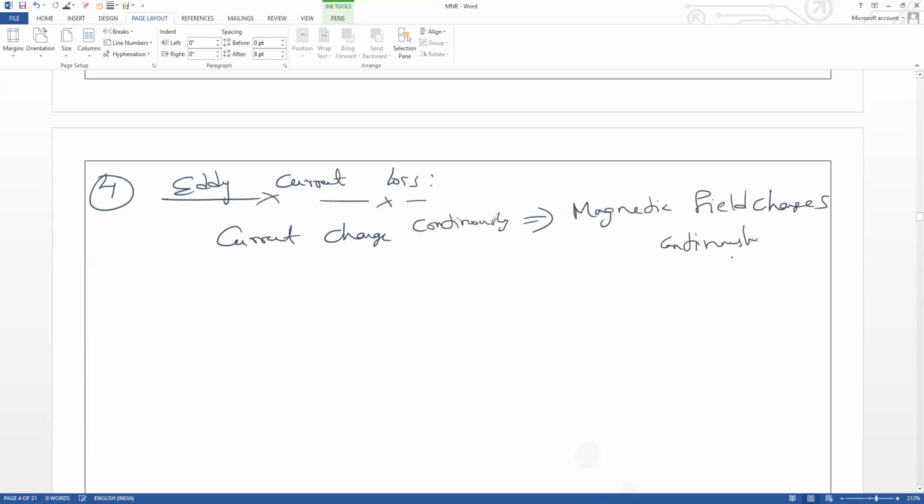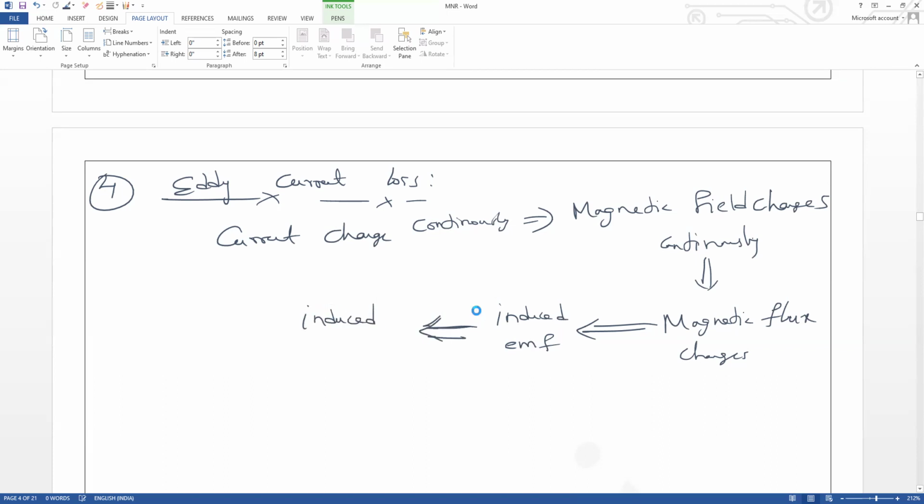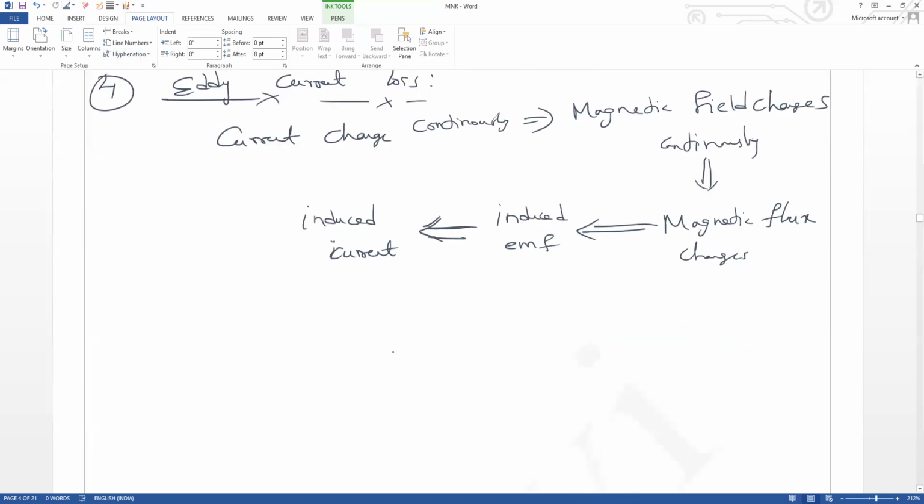So the magnetic field is changing continuously. Then what will change? Magnetic flux also changes. Yes or no? Magnetic flux is changing, so it will cause us to produce what? Induced EMF. If induced EMF is produced, it will cause us to produce what? Induced current will be produced. Those currents are what we call eddy currents. So these eddy currents, induced currents, will be produced in two places.